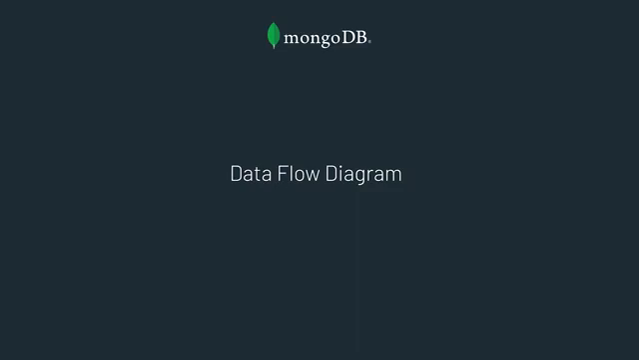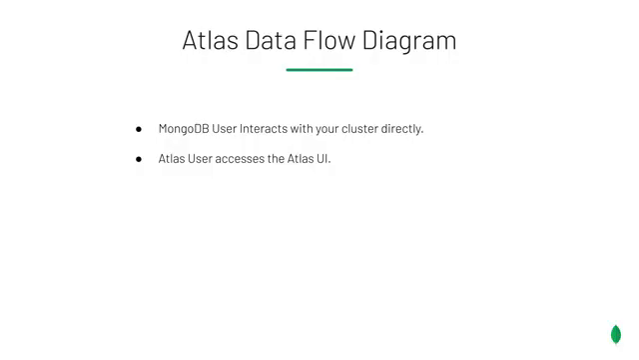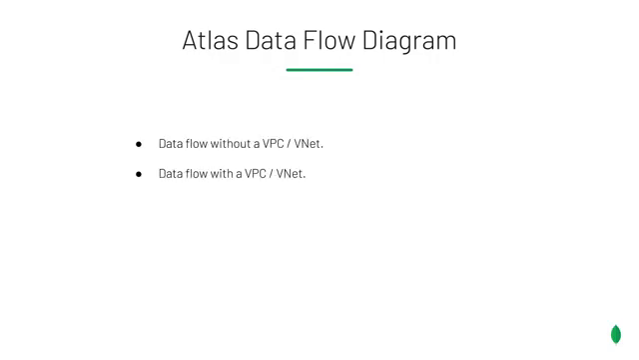In this lesson, we'll go over how data flows through MongoDB Atlas to reach end users. We're going to use some terms like Atlas Control Plane User and MongoDB Database User in this lesson. In a later lesson, we'll break down the difference between these two in more detail, but for now you can think of the MongoDB user as an entity that can only interact with your MongoDB cluster through a driver or through the Mongo shell, and an Atlas user as an entity that can interact directly with the cluster as well as access the UI, and we'll then explain the data flow when using a virtual private cloud or a VNet.